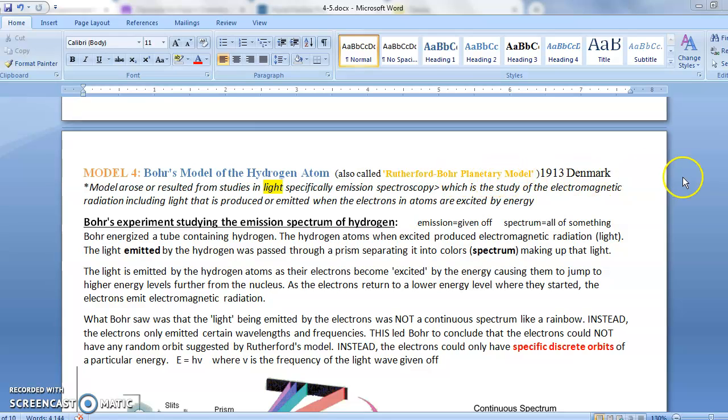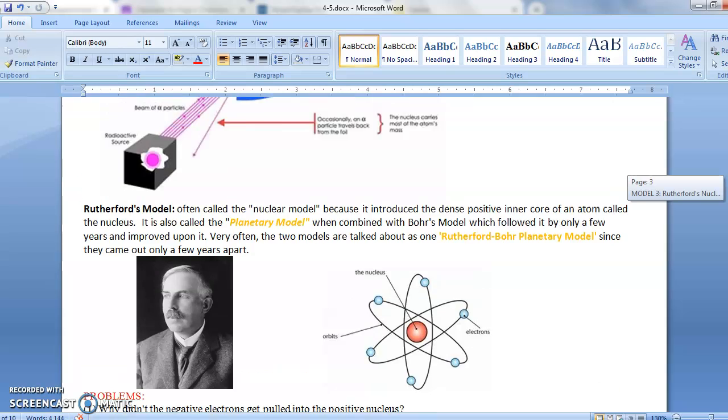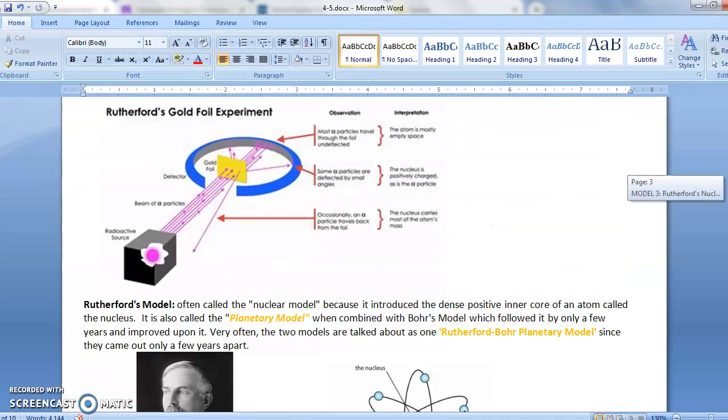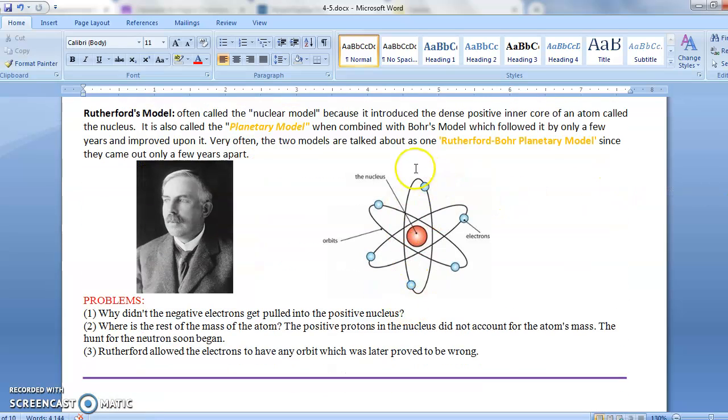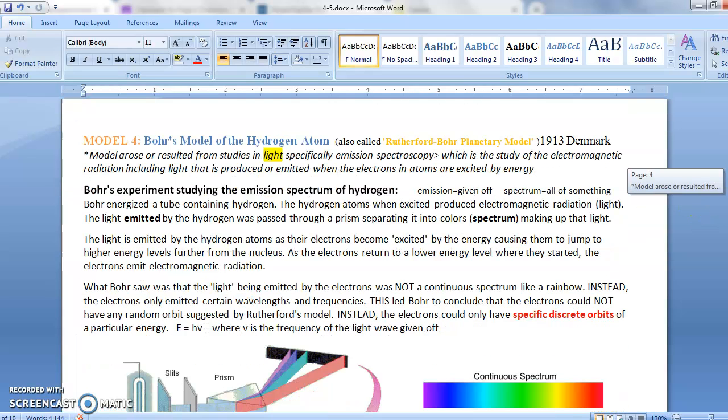If we're talking about Rutherford's model by itself, we usually call it the nuclear model. Rutherford did have electrons orbiting sort of like planets, but they were not orbits that had to be in any particular place. With Bohr's model, we're going to come to find out that the electrons had restrictions on where they were permitted to orbit. Bohr's model came from the study of light.